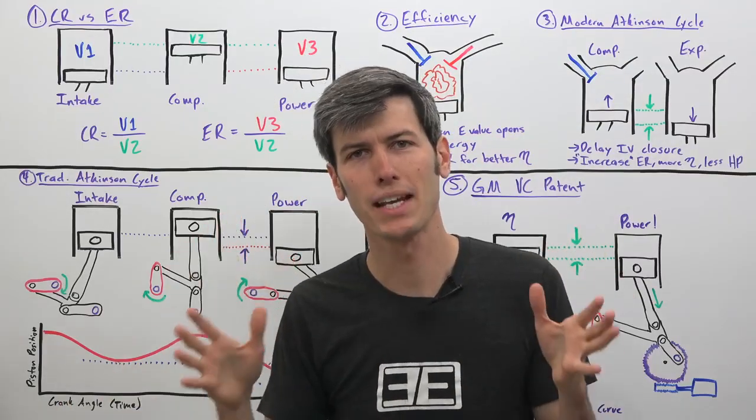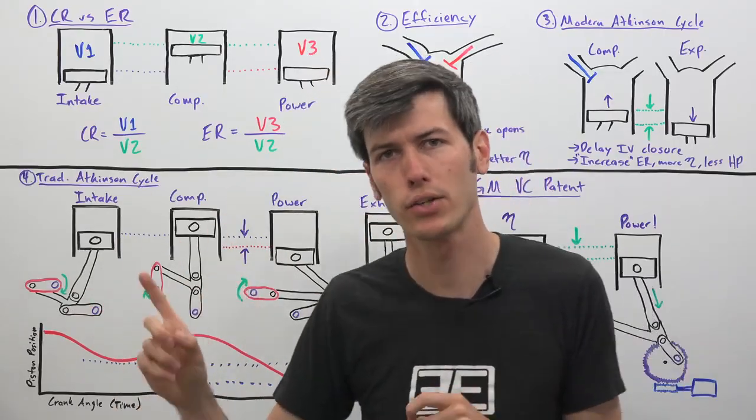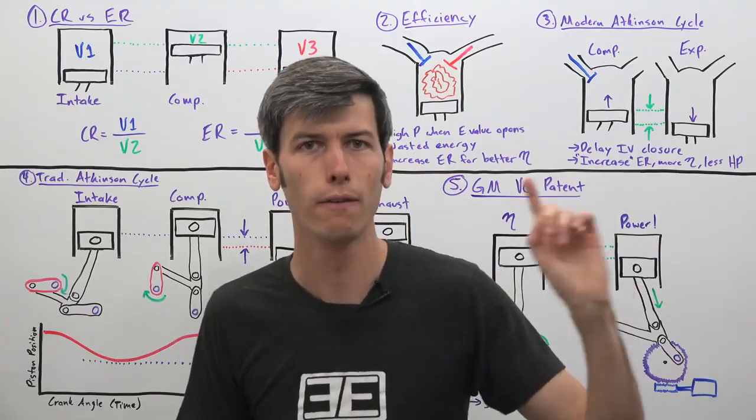So remember, GM's engine wants 2 things. They want independent expansion and compression ratios for efficiency, and then they want a variable compression ratio for power.